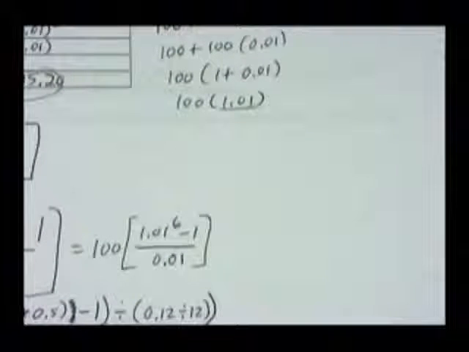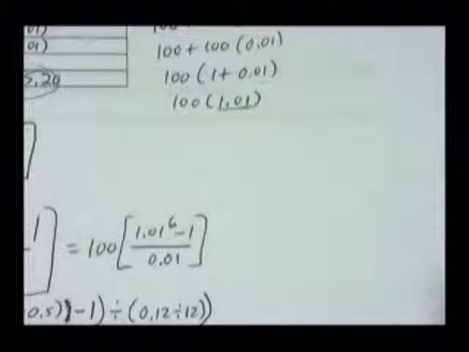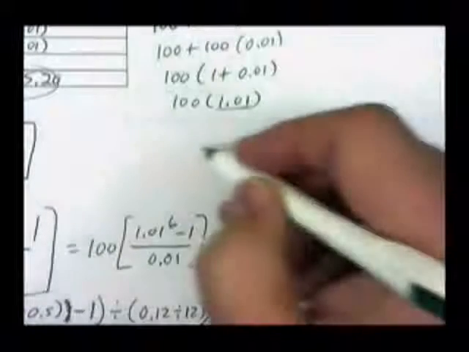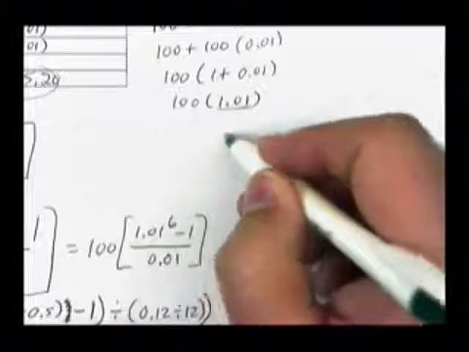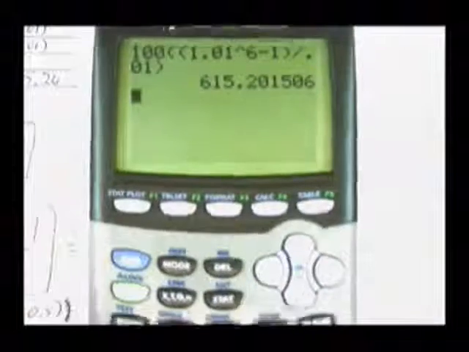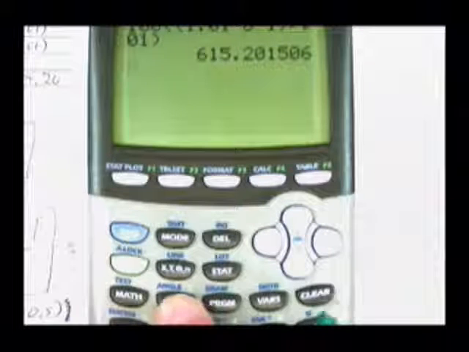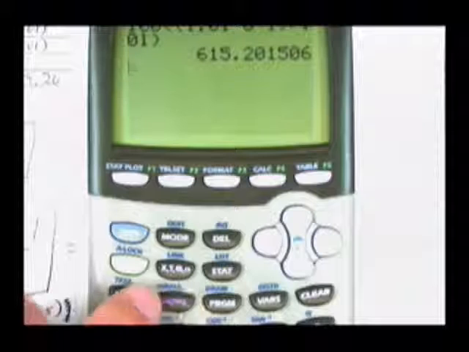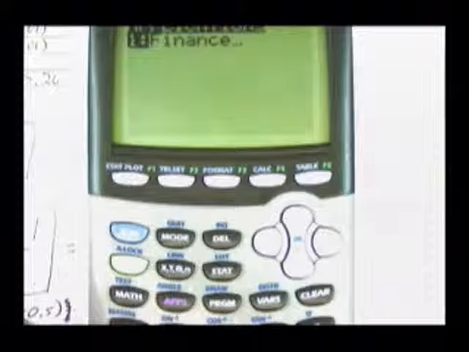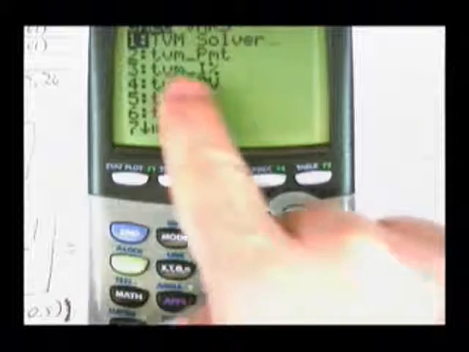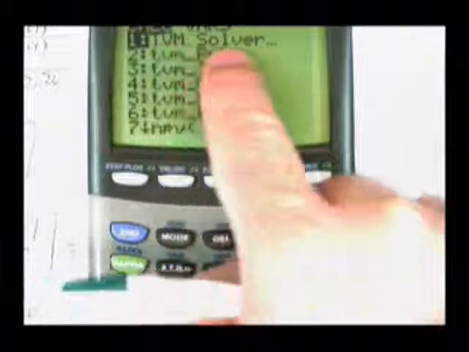Now in order to use the TVM Solver, I've got to know what the different pieces of the TVM Solver are. And what I've got is some different variables in there. To find the TVM Solver on the calculator, you're going to hit apps. Hopefully you've got an 83 or an 84. They come preloaded with this. If you hit apps, the only thing that came loaded on this one was the finance, but you look for finance, and then you choose the first one on that list, which is TVM Solver.